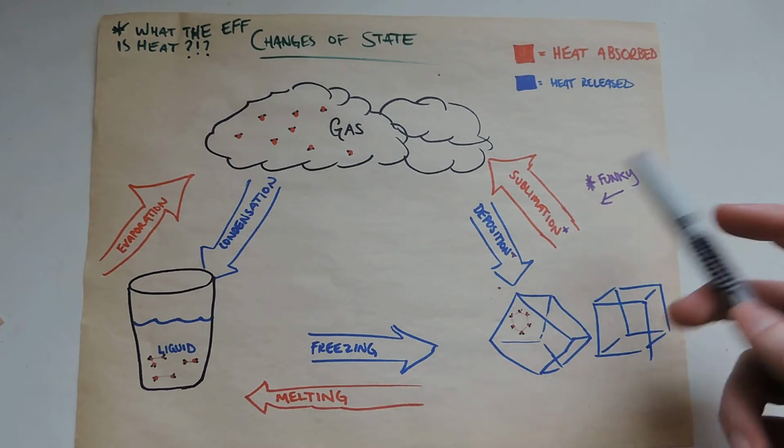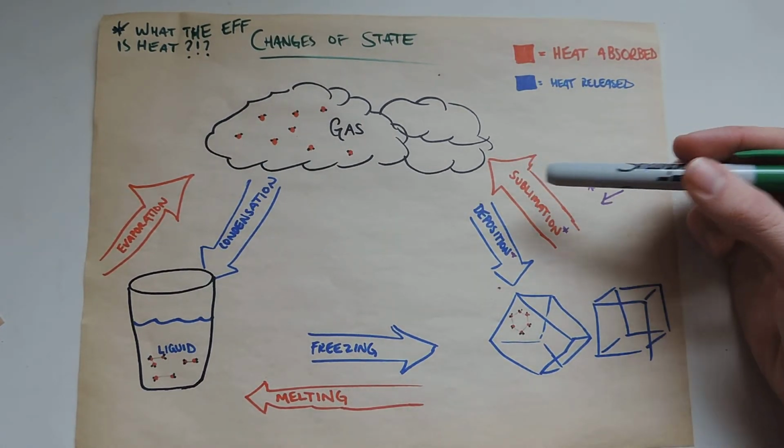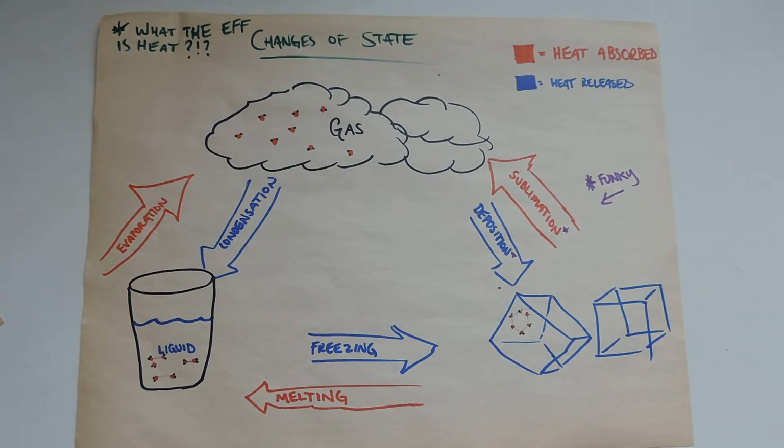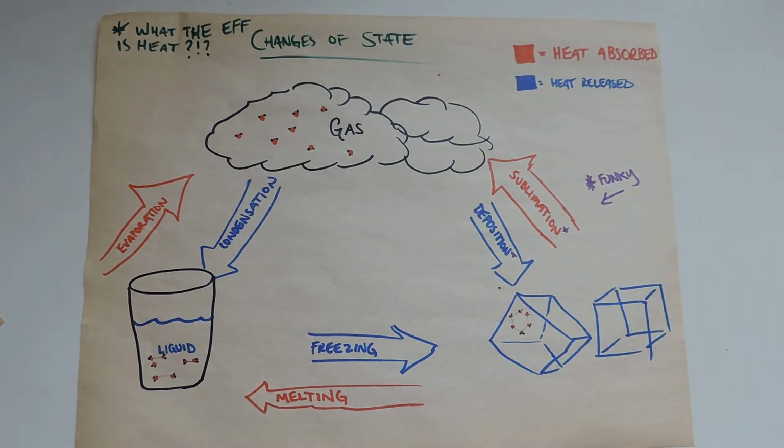And then these are the two kind of funky ones. Solid to a gas is sublimation. The cool example is dry ice, which goes straight from solid to a gas. And then there's deposition, which is gas to a solid. The examples are a little more esoteric there.